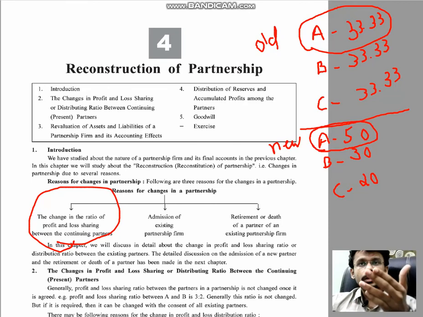A more by how much? So 50 minus 33.33, and that is 16.67. I would request you to keep calculators with you so it would be easy for you to calculate. In the old ratio B was getting 33.33. In the new ratio, B is getting more by how much?